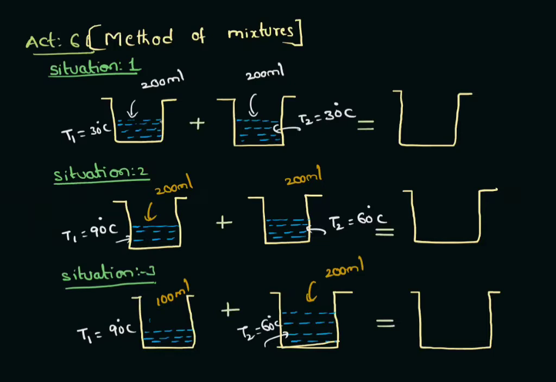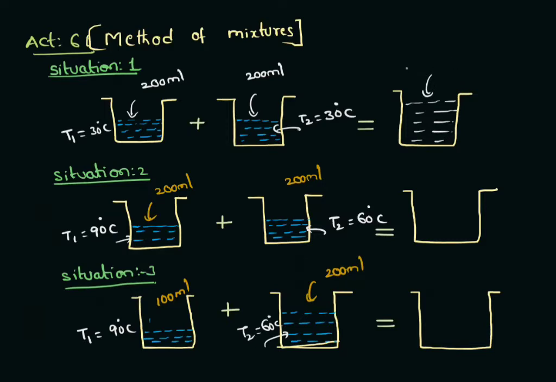See, this situation 1 is explained like this. A 200 ml vessel is there and another 200 ml. Its temperatures are the same, so that temperatures T1, T2 are taken as 30. So if you mix them, right? After that you pour them into a common mixer.